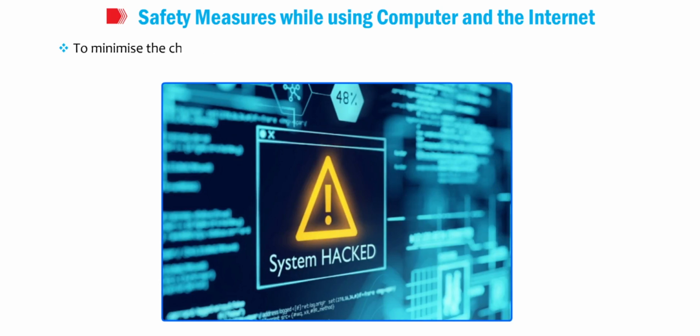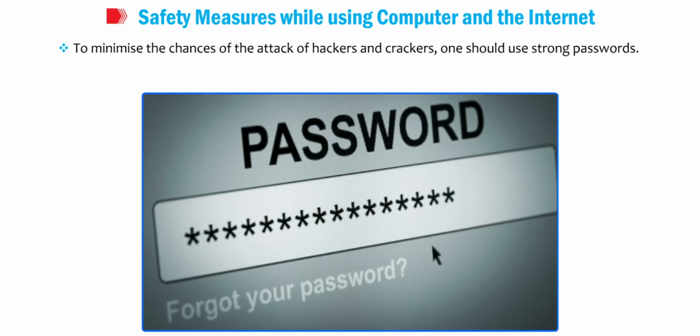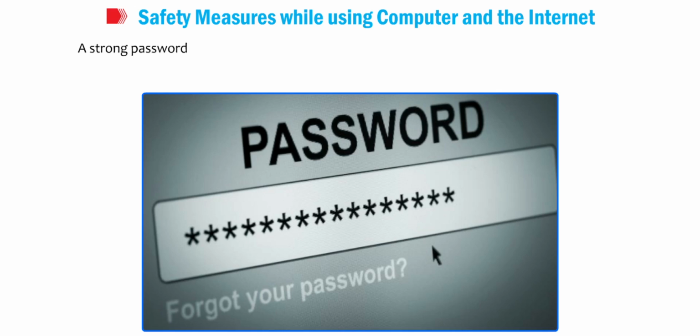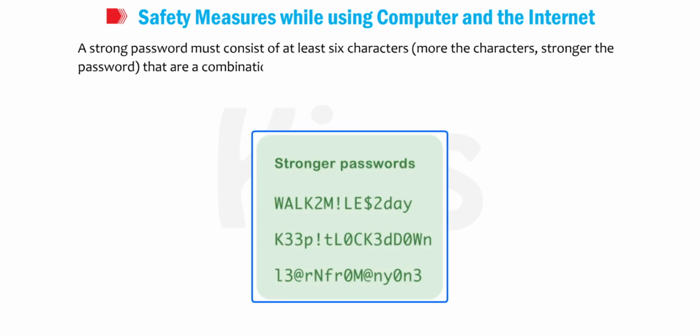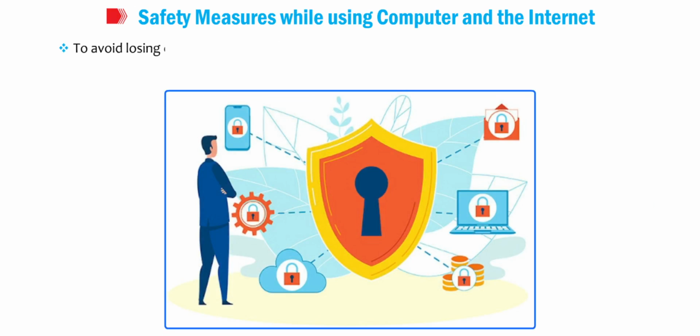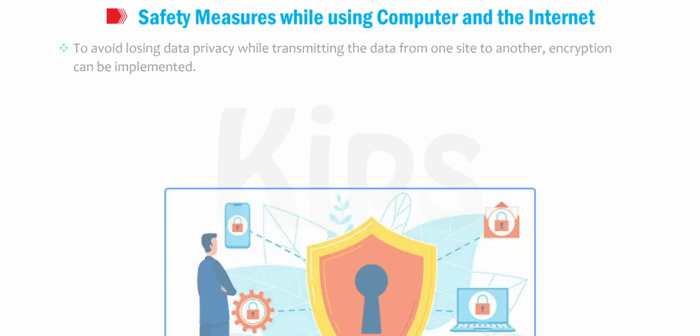To minimize the chances of the attack of hackers and crackers, one should use strong passwords. A strong password must consist of at least 6 characters. More the characters, stronger the password. That are a combination of letters, numbers, and symbols: @, hash, dollar, percentage, etc., if allowed. To avoid losing data privacy while transmitting the data from one site to another, encryption can be implemented.